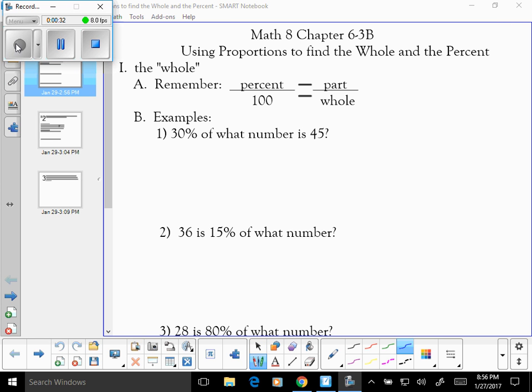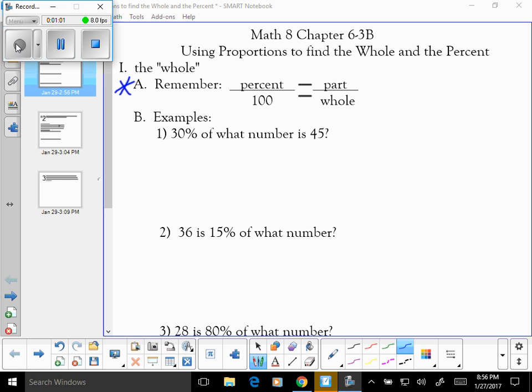Again, we're back to percent over 100 equals part over whole. Remember, I said you've got to memorize that. Put it on a piece of paper that you can take with you wherever you go, or put it on an index card so that you can look at it, or find a place in your notebook where you have a special page for things you just really have to remember. But percent over 100 equals part over whole.